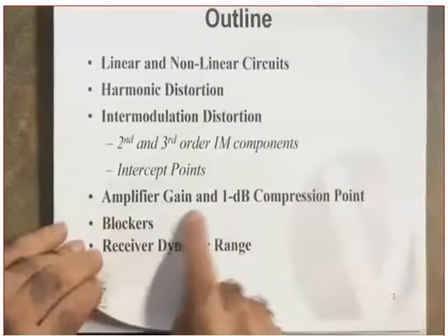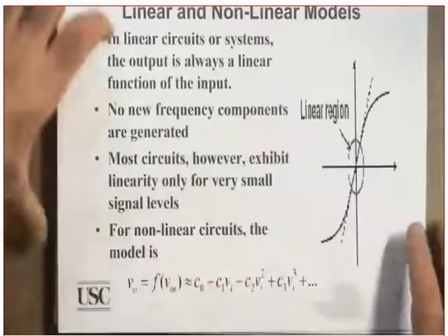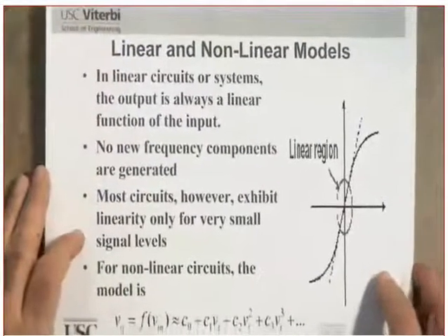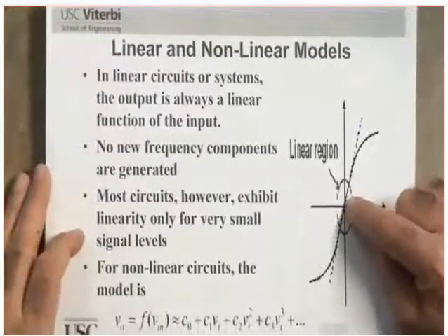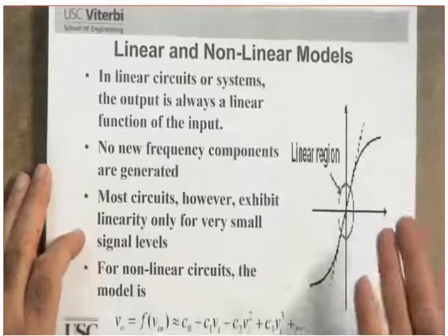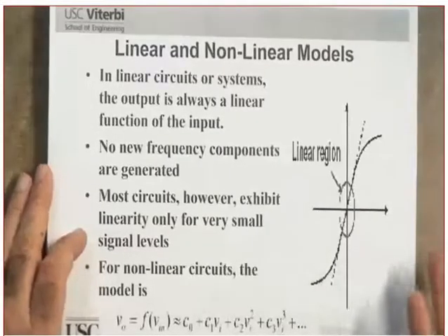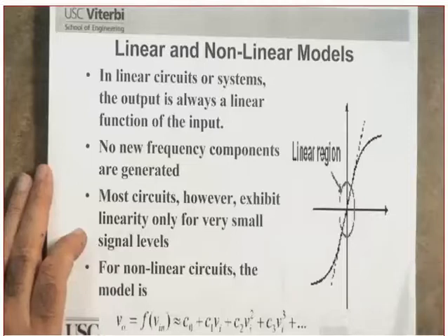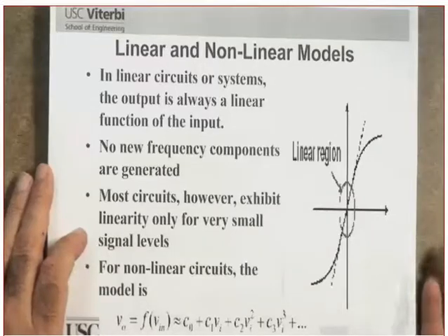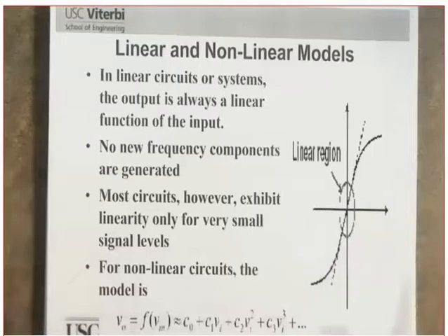And then amplifier gain, the 1 dB compression point, the blockers, the receiver dynamic range, all of these issues. Now, this is, again, as I told you, the linear and the nonlinear module. Notice, by the way, in here, is this region linear? It is linear, but the problem is I am not getting the full efficiency of my amplifier. I'm not operating the amplifier in the most efficient way. Clear?